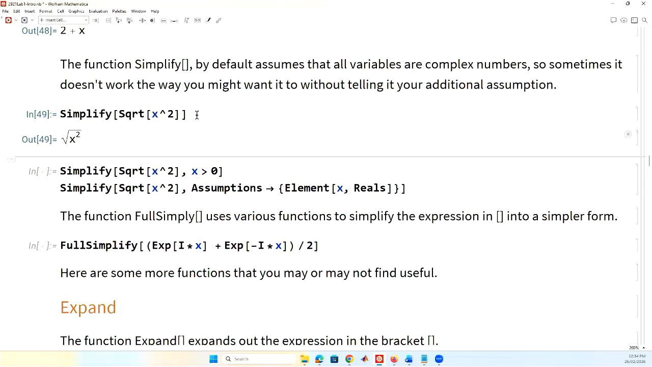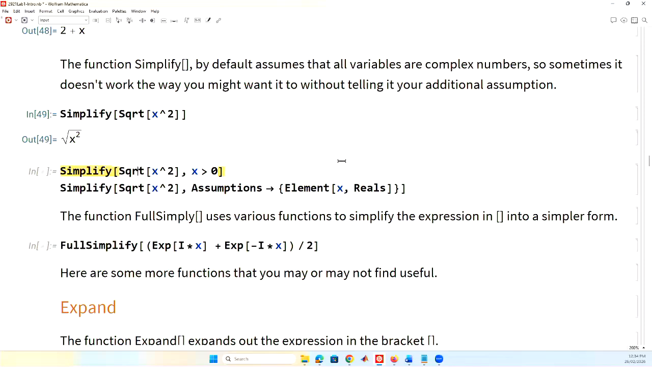However, if we know a bit more, if we're, say, restricting ourselves to the reals, you can add restrictions to what you're attempting to simplify with. So first restriction is that x is positive, in which case I expect this thing to be x. The second thing is the restriction that x is real.